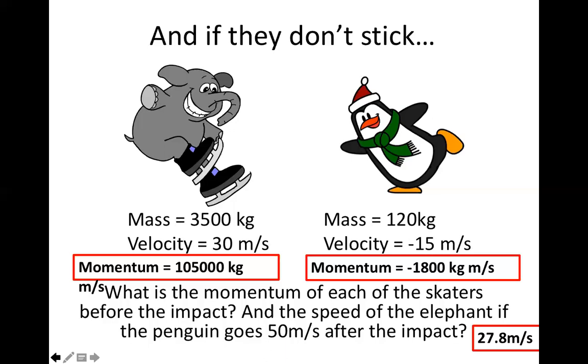The only thing I can see is that the elephant slowed down and the penguin increased its speed. What else? Think about it. You have to imagine it a little bit. Think of an elephant and a penguin skating.